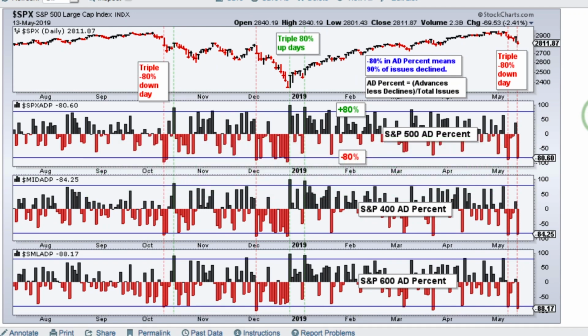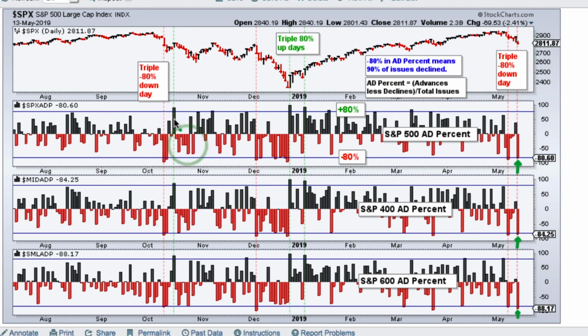Now, we also had another triple 80% down day in AD%. And AD% is just advances minus declines divided by total issues. So when you get that minus 80% reading, that means that 90% of stocks in that index were down on the day. And so you can see we've got it for the S&P 500, S&P Mid Cap 400, and S&P Small Cap 600. And this is the second reading in as many weeks. So we've had a lot of selling pressure over the past 5 days.